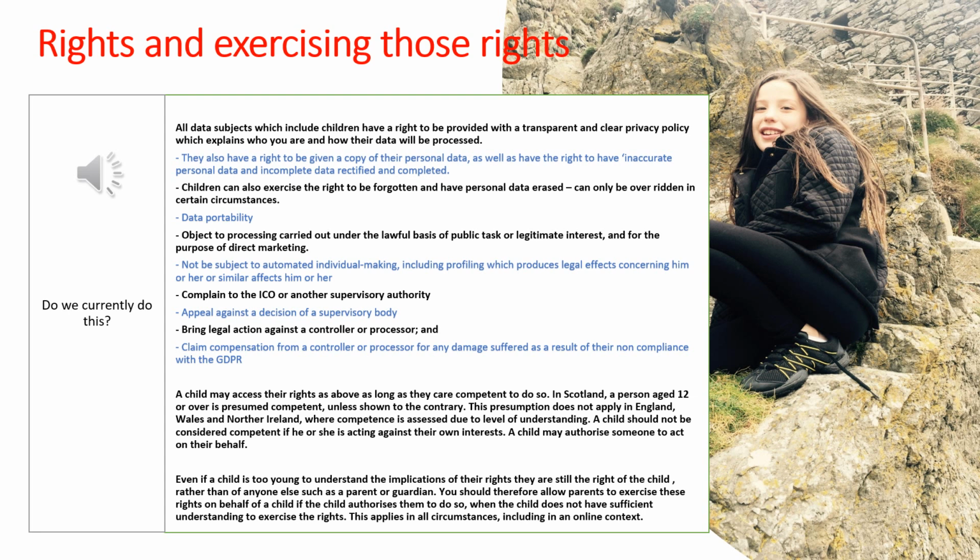A child may access their rights as above as long as they can show competency. In Scotland, as we've discussed before, a child aged 12 or over is presumed competent unless shown and proven to the contrary. This presumption does not apply in England, Wales and Northern Ireland, where competence is assessed due to level of understanding. A child should not be considered competent if he or she is acting against their own interest, but the child can authorise someone to act on their behalf. This is usually the person with parental responsibility.